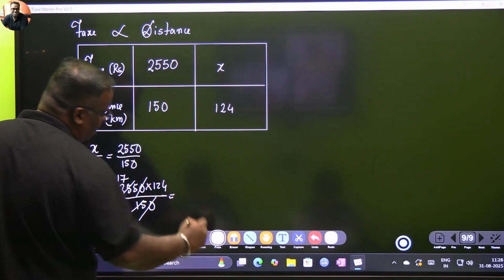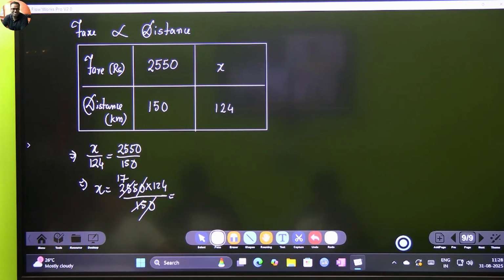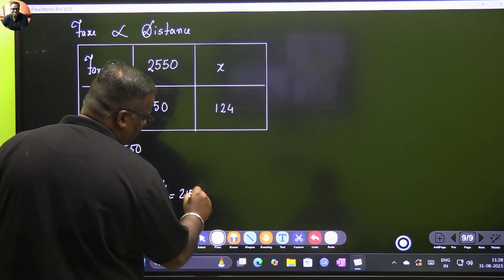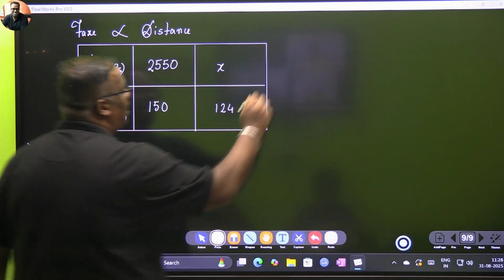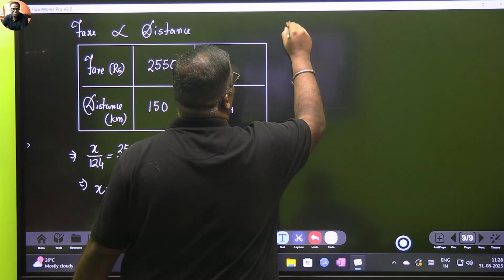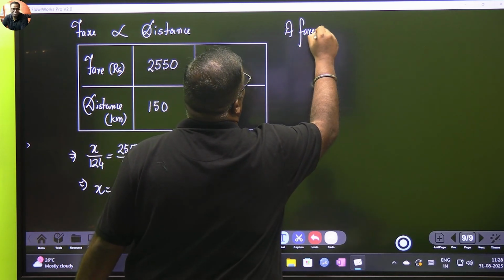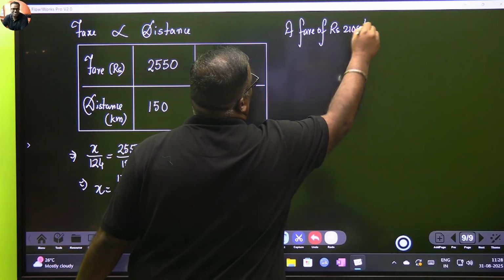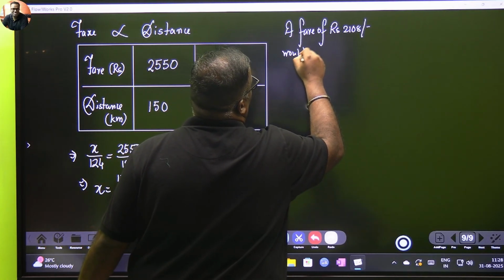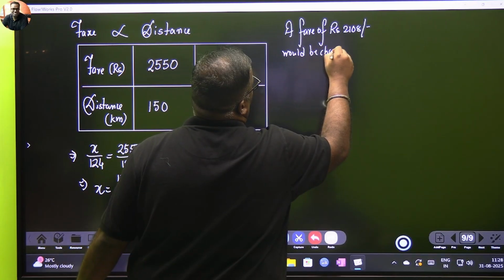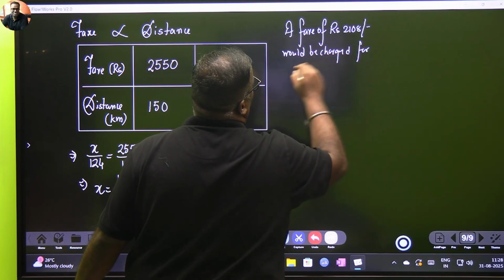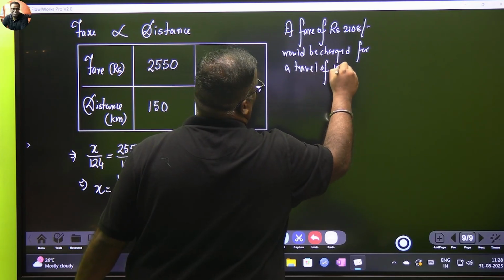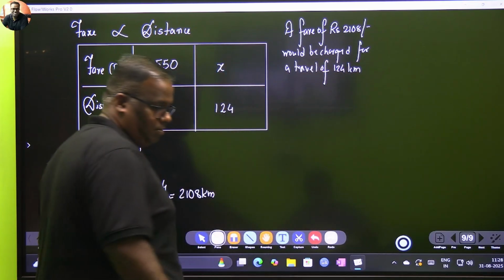That's your job. Sir never does all this hard work. I need bunnies for that. Yes, my bunnies have calculated it as 2108. So I say that a fare of rupees 2108 would be charged for a travel of 124 kilometers. That's it. We're done with the problem.